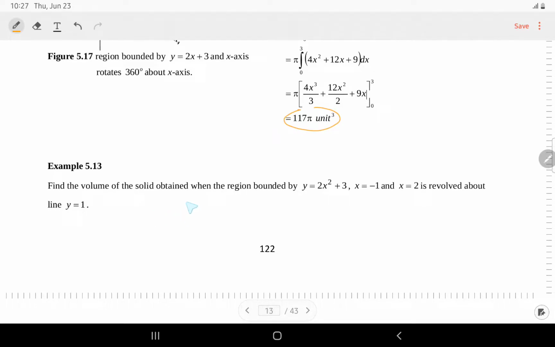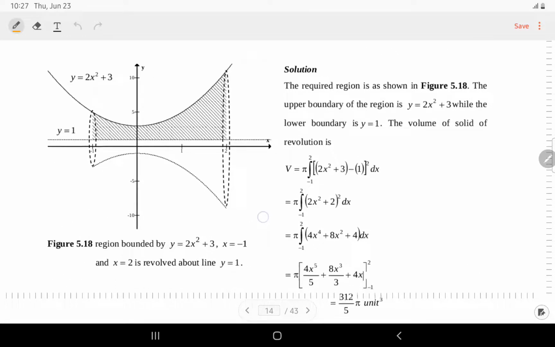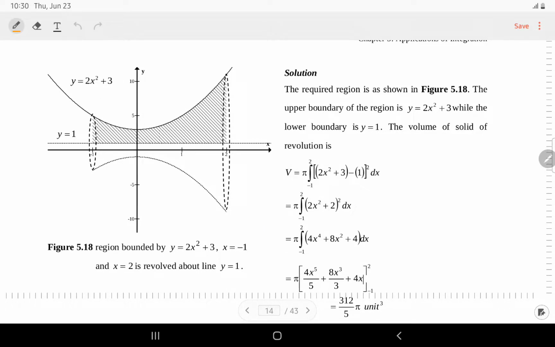Okay, find the volume of solid obtained when the region bounded by y equal to x square plus 3, x equal negative 1 and x equals 2 is revolved about line y equal to 1. Okay, so kita tengok bentuk graf dia macam mana. Okay, macam ni. Okay, so the region is bounded by this curve. Okay, this curve. Okay, this curve and line y equals 1. Okay, this is line y equals 1. So, this is the shaded region.